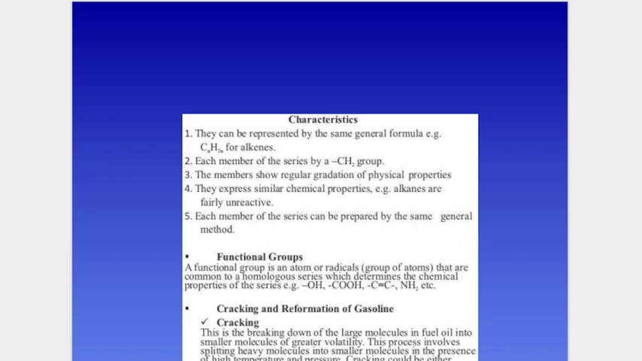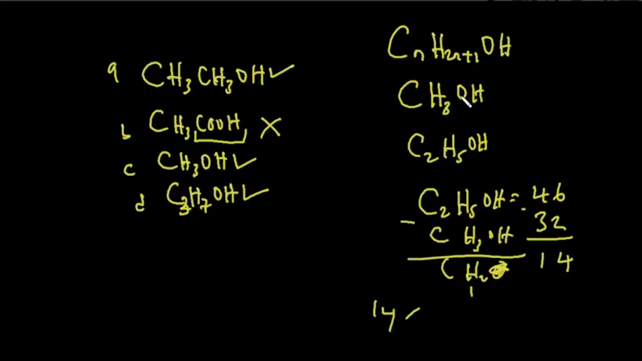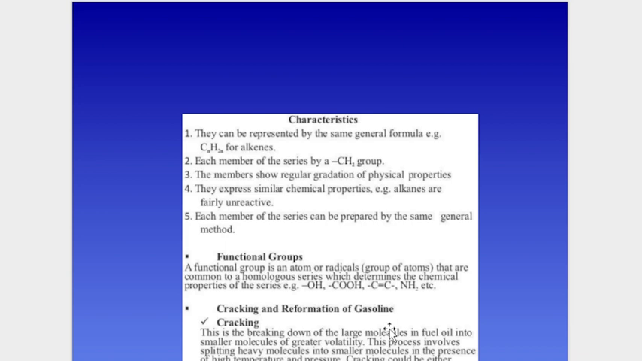The second term we need to talk about is functional group. A functional group is an atom or radical. They could also comprise bonds that determine the chemical properties of a homologous series. When we were talking about alkanols, what we mentioned as the constant in alkanols is OH. You can have as many carbon atoms as possible, but once you have the hydroxyl group, you are talking about an alkanol. So the functional group is that thing that, once you see it, characterizes a homologous series. Like in the carboxylic or alkanoic group, you have a carboxylic group. Alkanes are hydrocarbons with only single bonds, alkenes have double bonds, alkynes have triple bonds. These things that characterize a particular homologous series are referred to as the functional group.